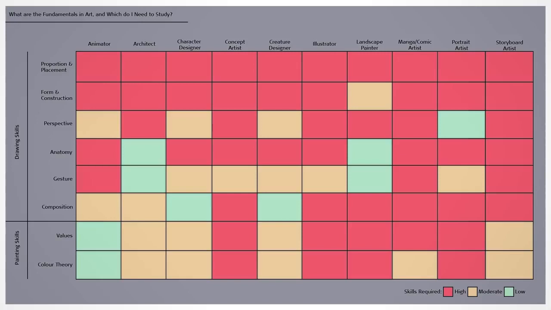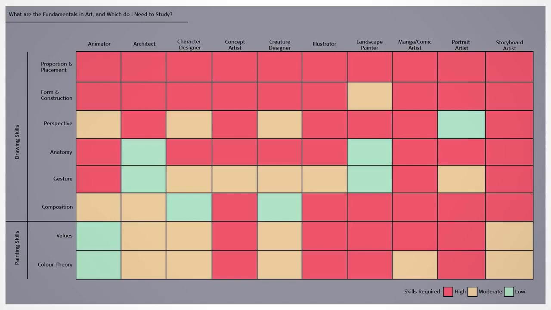So for instance, a character designer, well, proportion and placement, you'll notice all of them require proportions at a very high level. But for character designer, you don't really need a whole lot in terms of composition knowledge, because you're just doing characters side by side, right? Maybe turnarounds and things. So that's not that important. But then if you were a landscape painter, you need a lot of skill in composition.